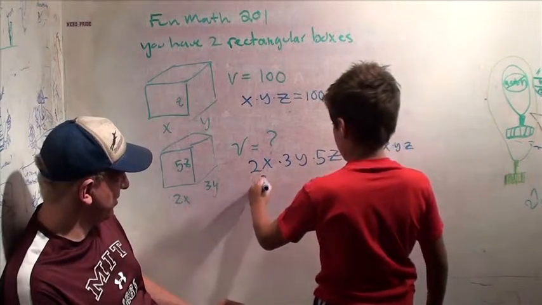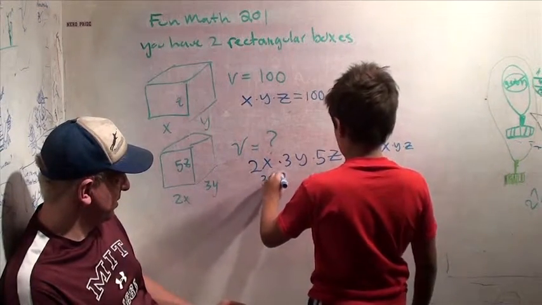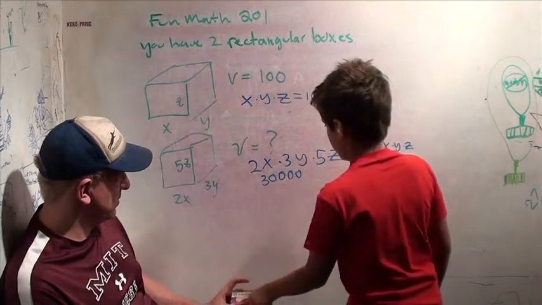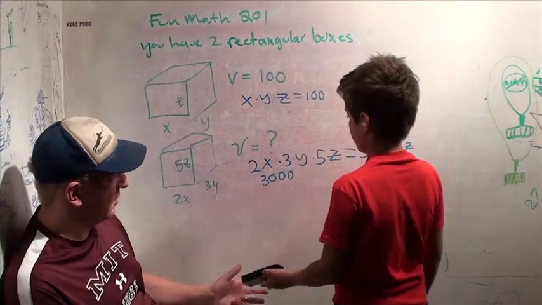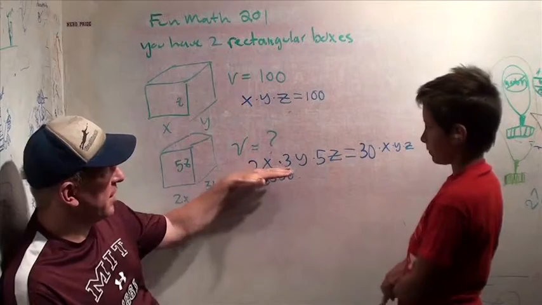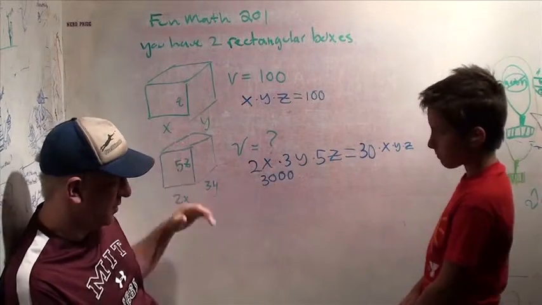Okay, so what is the volume of this box? It's 30, or just two zeros, 3,000. 3,000. Okay. So the volume scales by multiplying the numbers together.